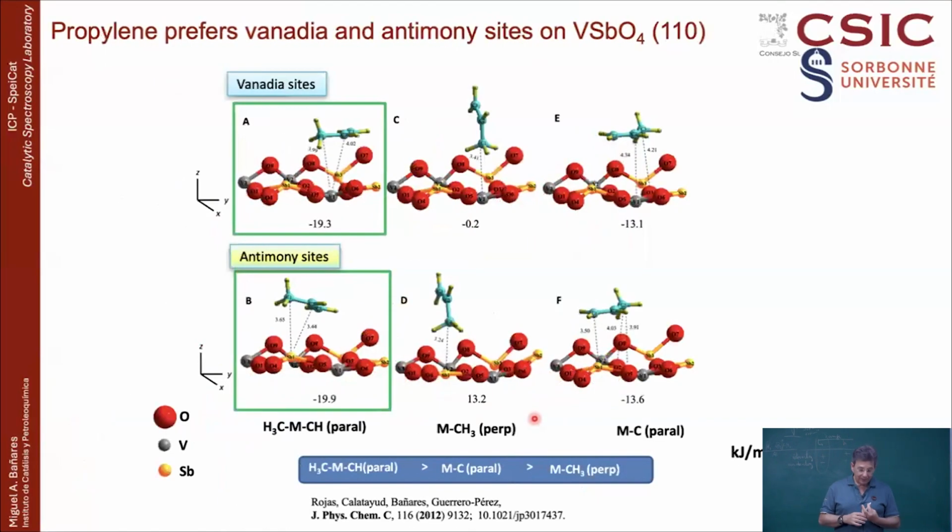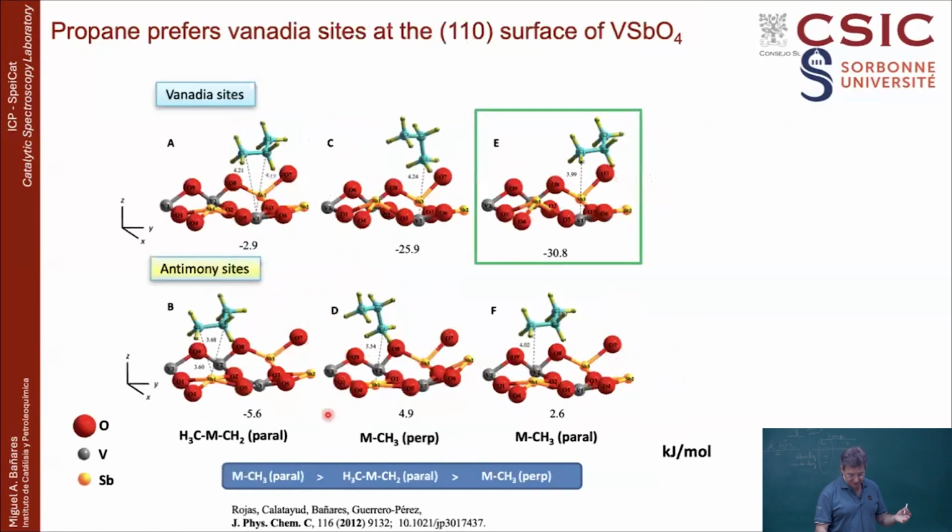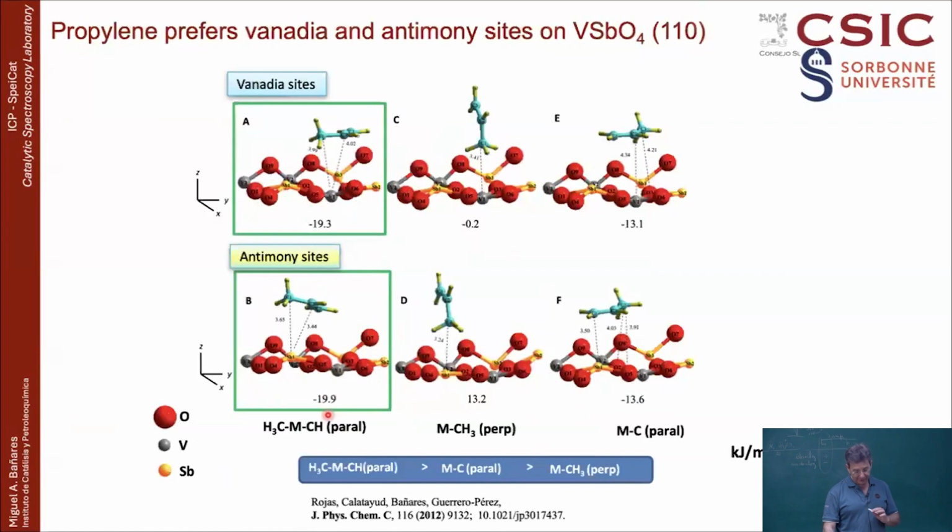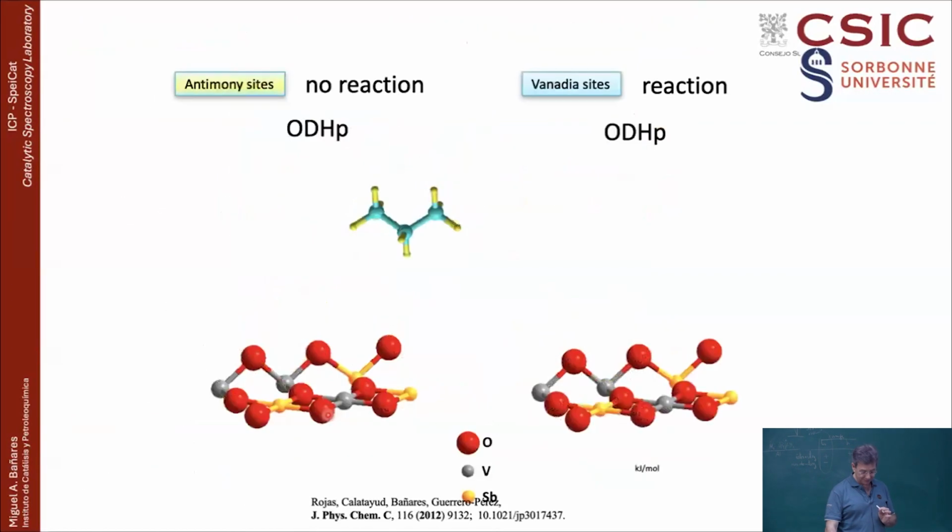Okay. We also see that another reaction product is propylene. So we also calculated where propylene likes to adsorb. In this case, we find that propylene is very happy to adsorb on the vanadium site and also on the antimony site, and pretty much with the same adsorption energy, like minus 19 and minus 19 kilojoules per mole. So while propane only likes to bind to the vanadium sites, propylene likes to bind to the vanadium and to the antimony sites.